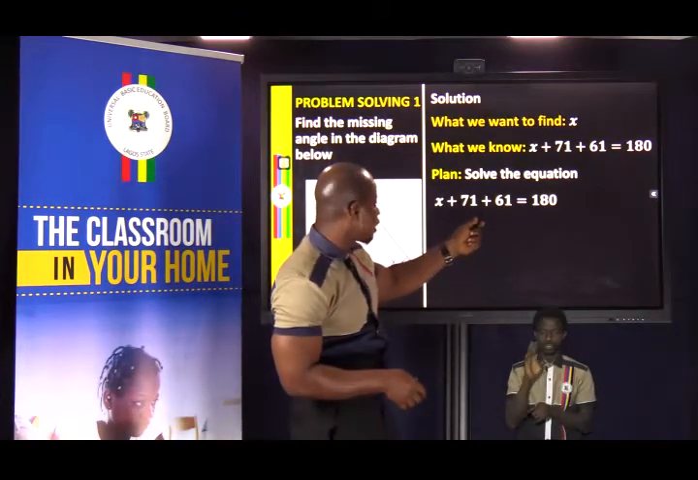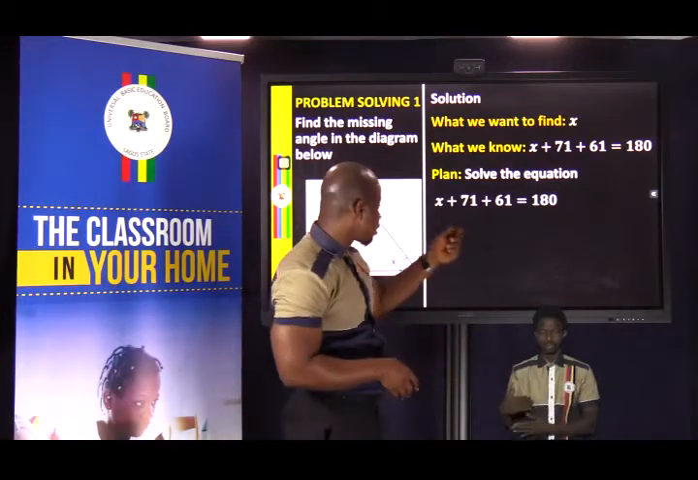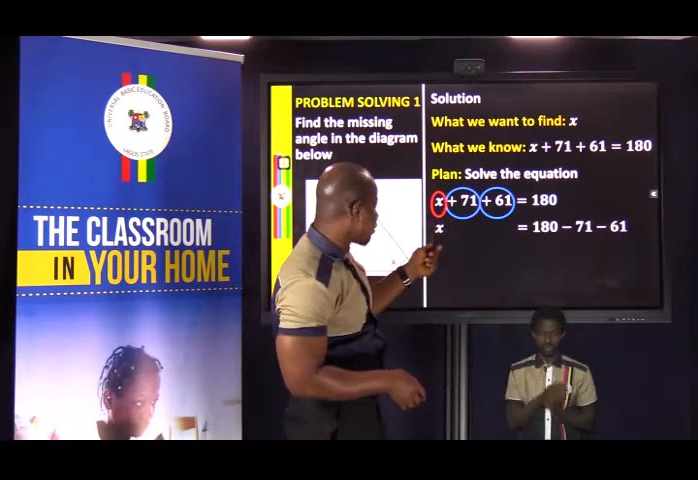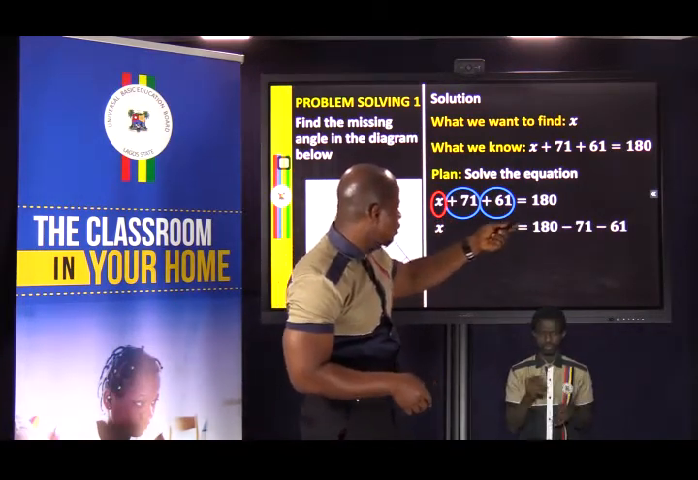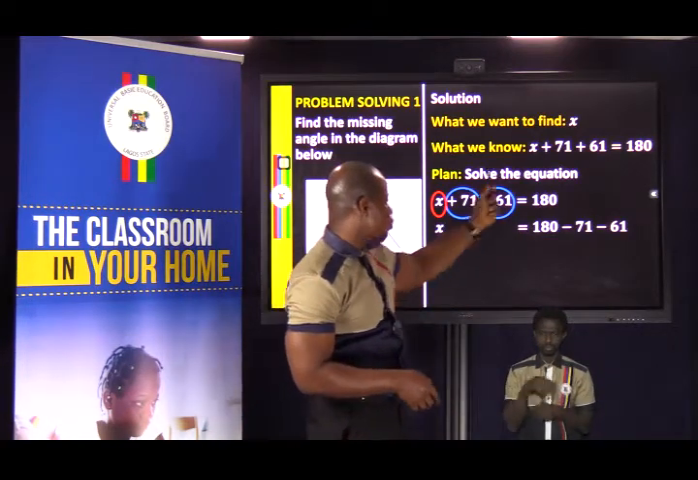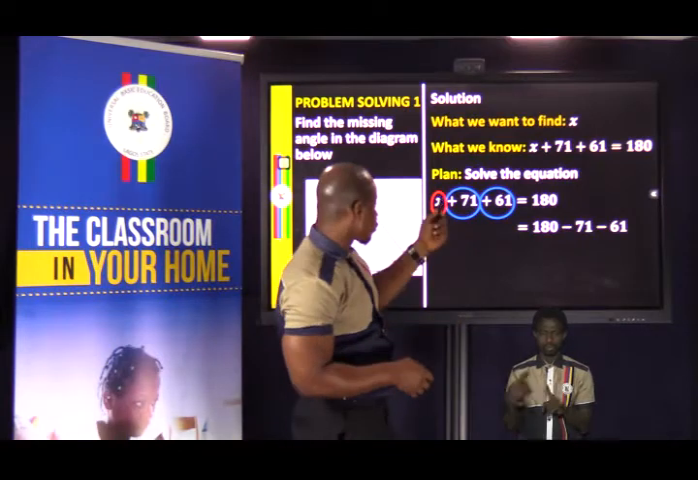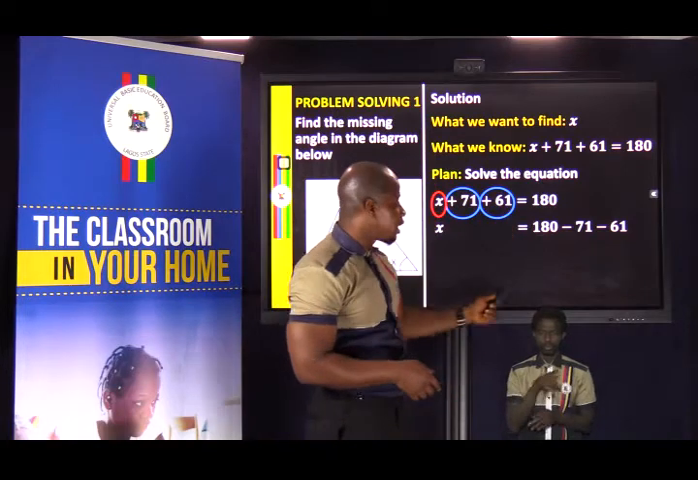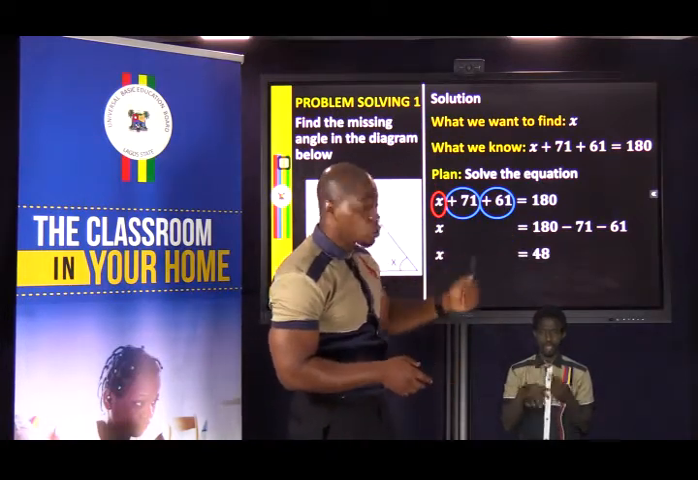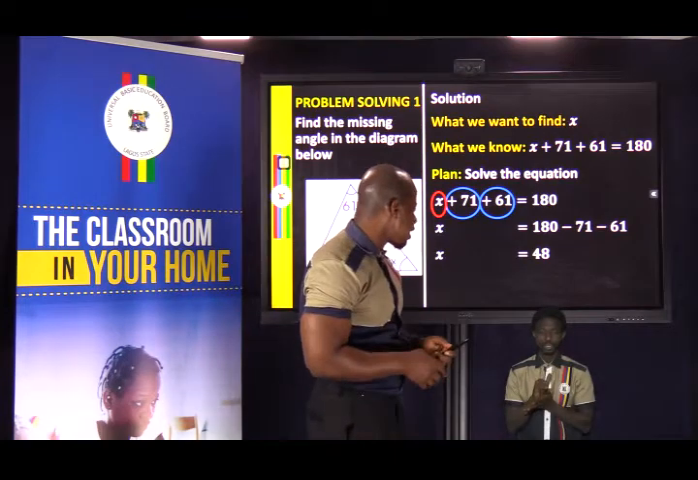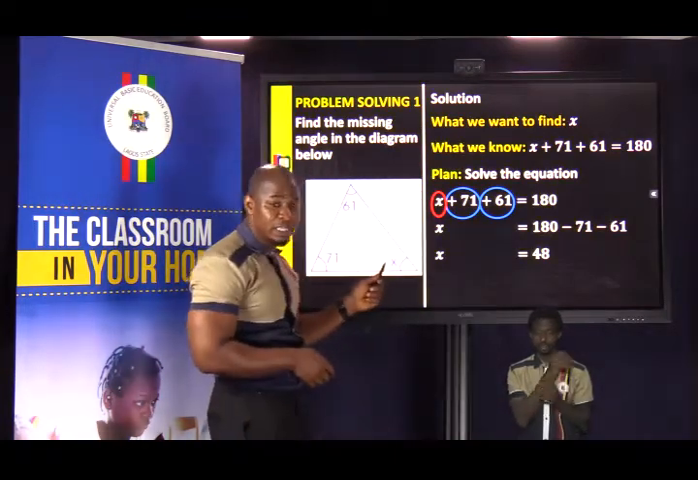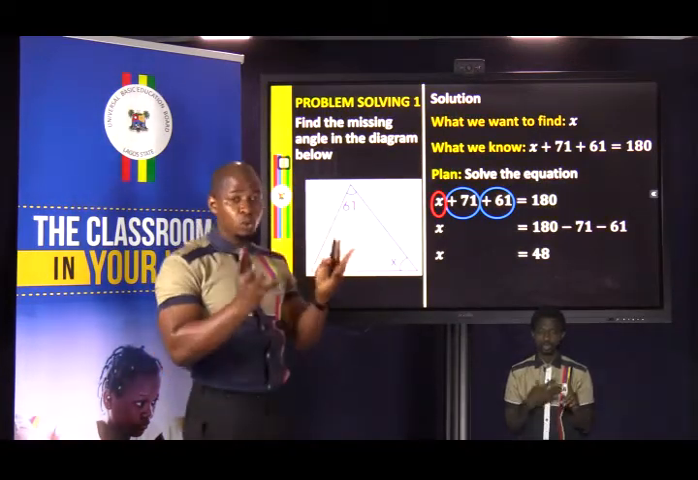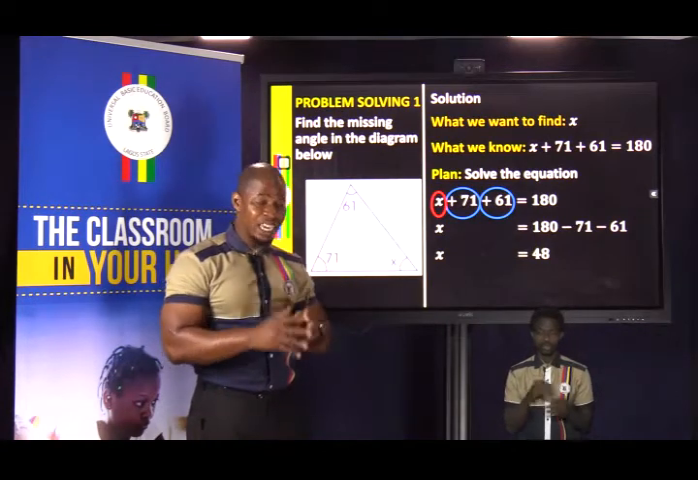So we take 71 and 61 to the other side where you have the numbers, and you keep x on this side. So that is after identifying the terms. So x will be left on the left side. You bring down your equality sign, 180 will come down, but plus 71 crosses over and it becomes minus 71. Plus 61 crosses over and it becomes minus 61. And when you subtract 71 from 180 and then you still subtract 61, you get x to be 48. And so that means that x, this angle that is missing, is 48 degrees. It is 48 that you will add to 61 and 71 to complete the 180 degrees in a triangle.